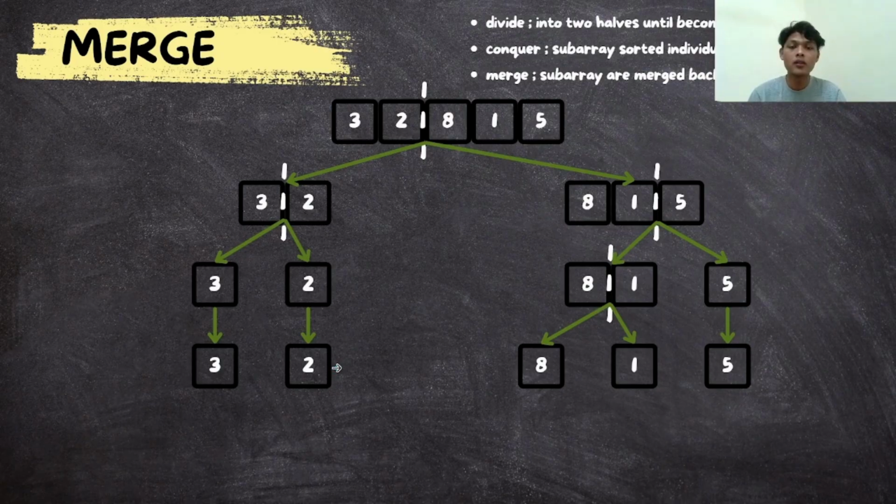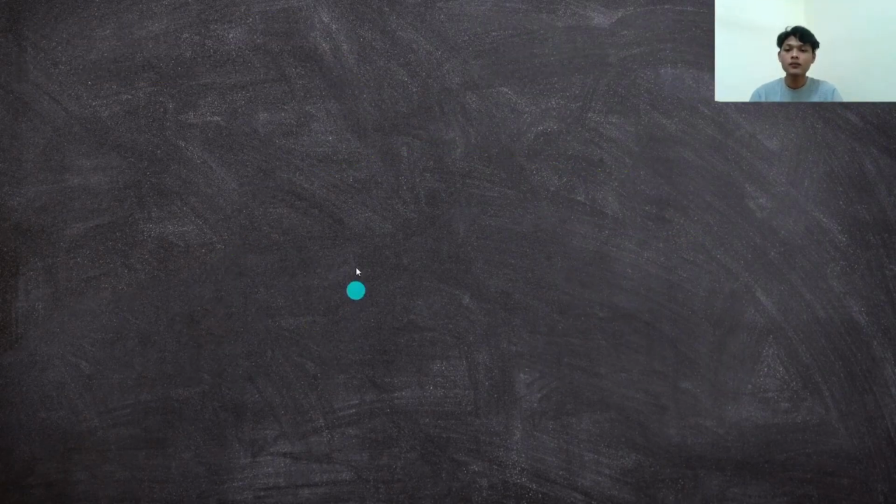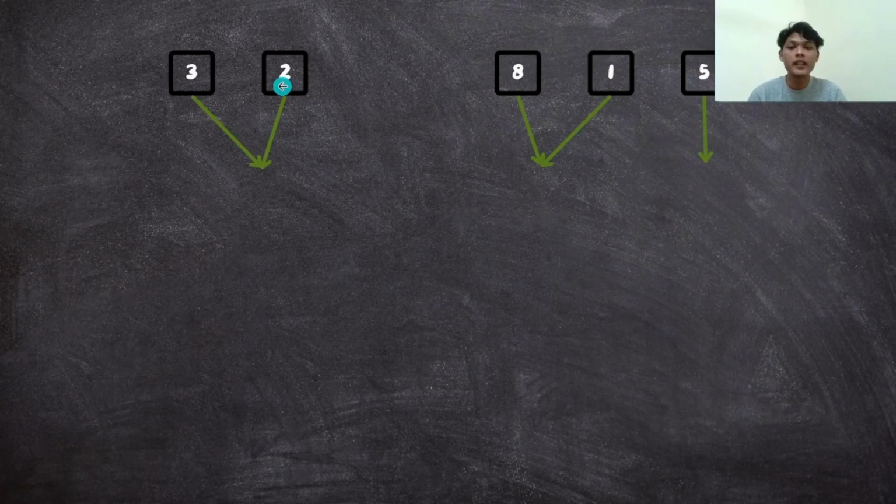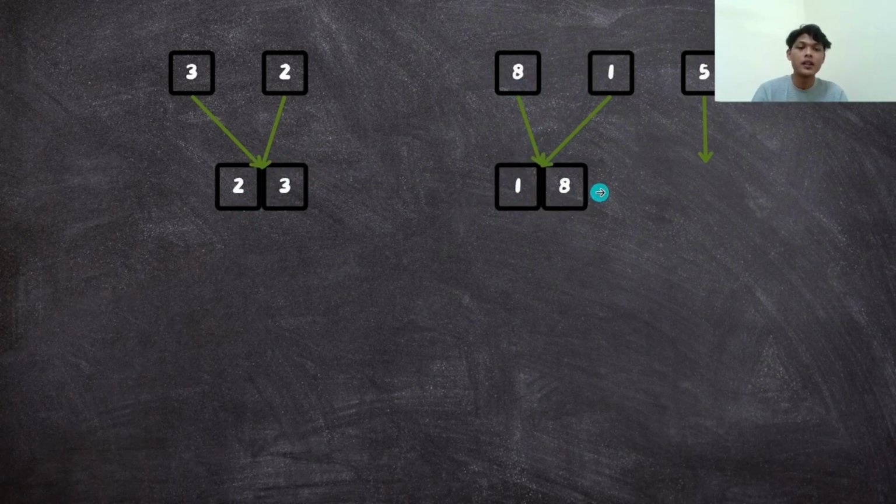So after that, we do conquer and merge. So this is our divided array, where 3, 2, 8, 1, and 5 have become single. While merging, you need to sort it. As you can see, 2 comes at the front because 2 is smaller than 3. This is where the sorting happens. The same happens here, where 1 is smaller than 8, so it becomes first, and 5 doesn't merge, so it can wait.